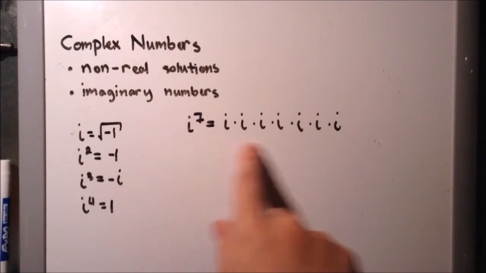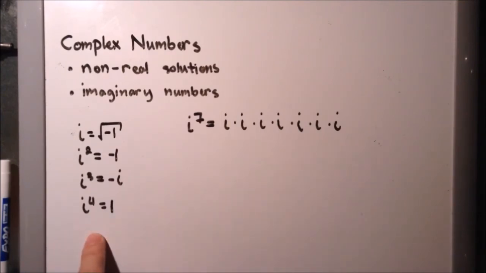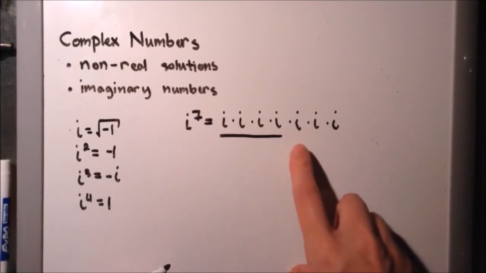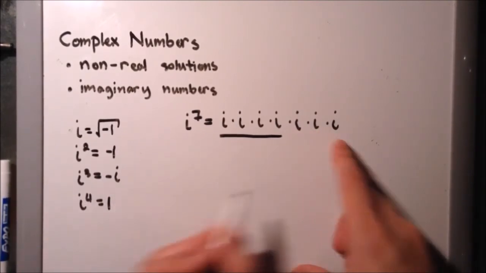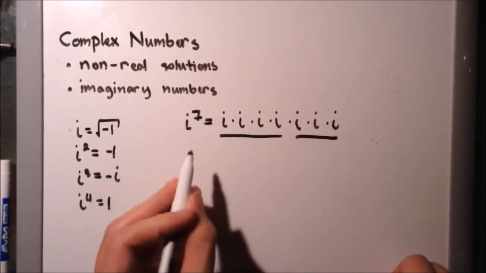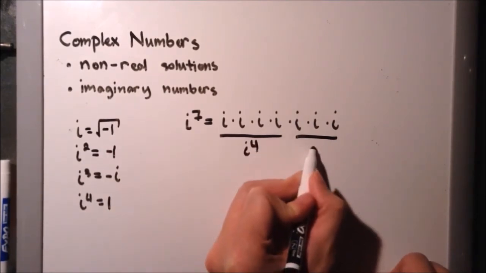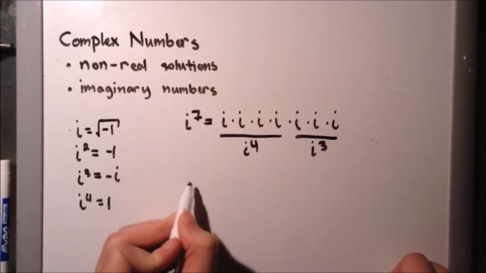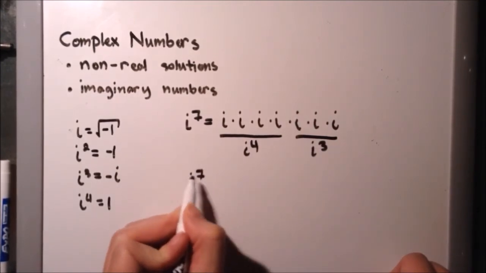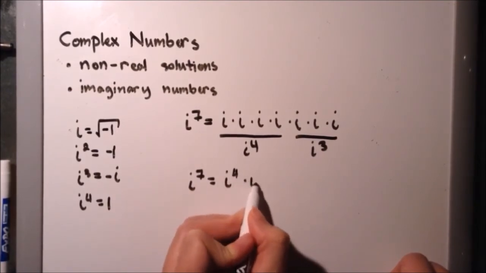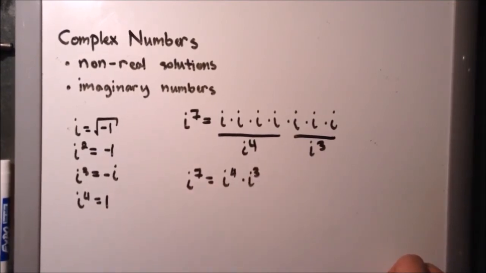When given these, always start off with i to the 4th. So, i to the 4th, 1, 2, 3, 4. And then I'm left with 1, 2, 3. So, i to the 3rd. Here's i to the 4th, and here's i to the 3rd. So, i to the 7th power is equal to i to the 4th times i to the 3rd.